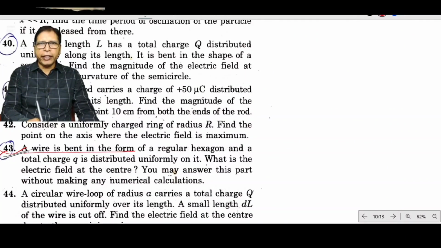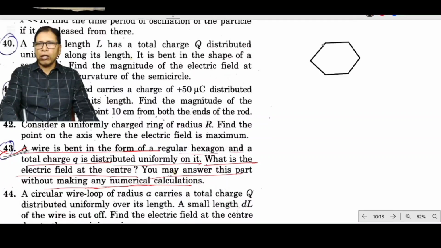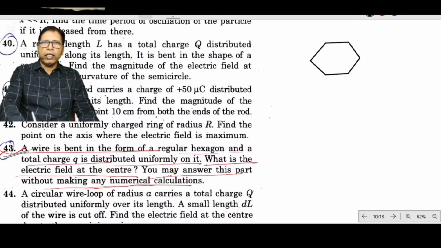A wire is bent in the form of a regular hexagon. Total charge Q is distributed uniformly on it. What is the electric field at the center? You may answer this part without making any numerical calculation. Look at this, this is a hexagon. It has uniform linear charge density lambda. Okay, no problem.